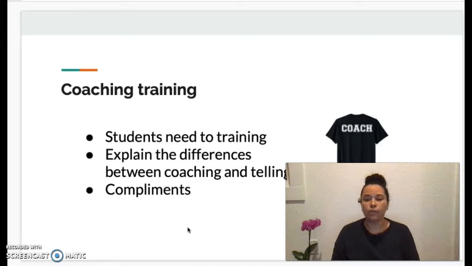And then part of that too is teaching them how to compliment. So how to use positive language when speaking to other students, and then always providing a compliment at the end. And it could be simple things depending on your age group, like a high five, a thumbs up, things like that. And then your age group will also depend on how long you have to practice this skill or how long you have to train them. But then once you train them, they can do it independently.